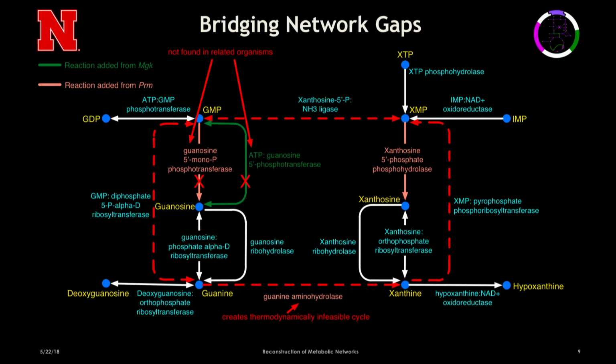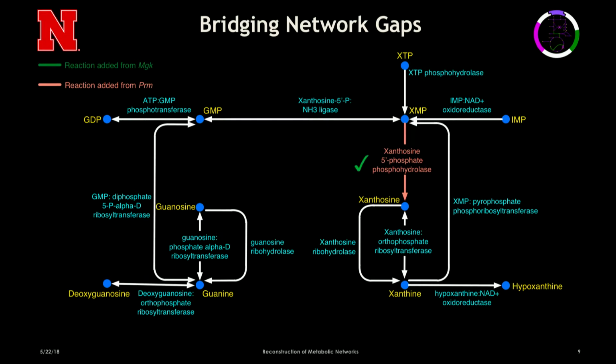Now, let us consider these steps. If you have this reaction here, then you are creating a cycle. Follow the dotted lines, just follow the dotted lines. If you add this reaction, you are creating an infeasible cycle, and as a modeler we have already discussed, we should not do that. So, you cannot accept this reaction, you cannot accept this reaction, that leaves one reaction only, which is this reaction.